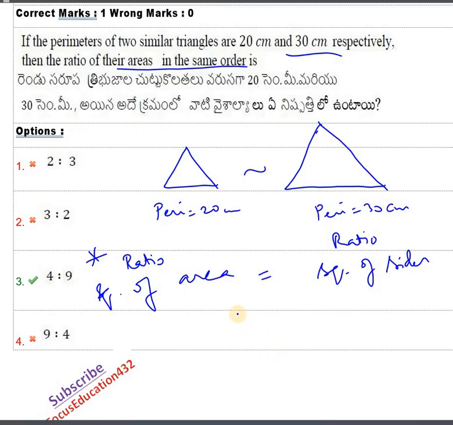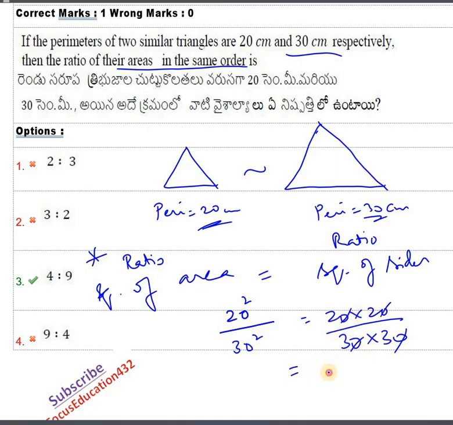So now, what is given to us? The ratio of areas is nothing but equal to 20 square divided by 30 square. Just take the square of whatever is given. So 20 square means 20 multiplied by 20, and 30 square means 30 multiplied by 30. Cancel 0, 0, gone. What is remaining? 2 2s are 4, 3 3s are 9. So it is 4 is to 9. Very easy if you remember the rule.